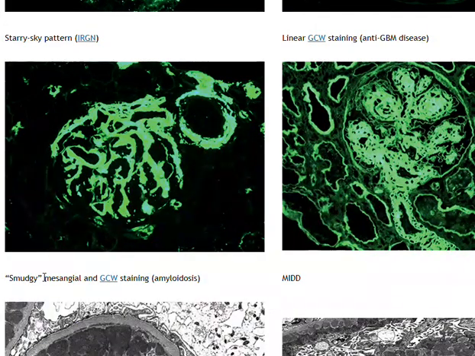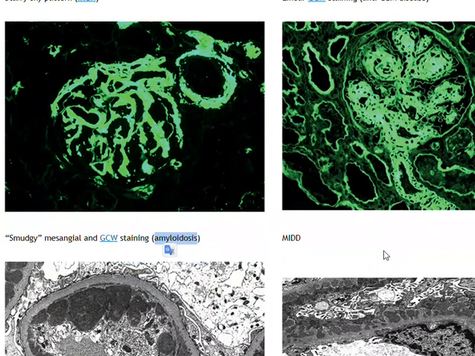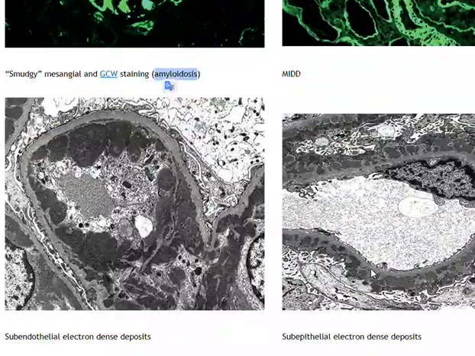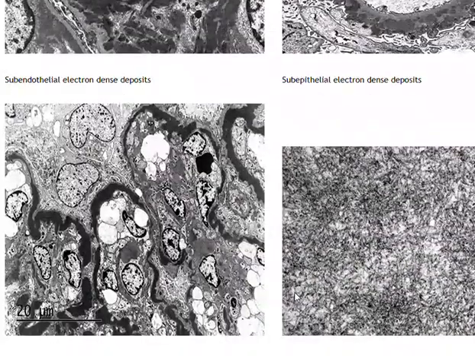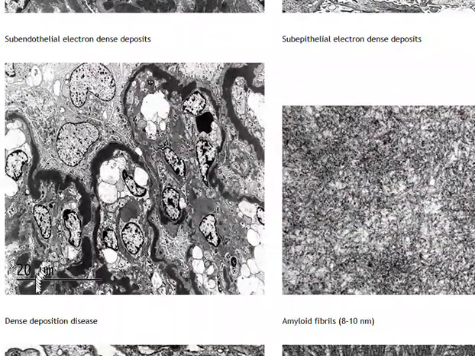And this one is smudgy mesangial staining in amyloidosis. And here, immune deposition disease. And then here, subendothelial electron deposits. And here, subepithelial electron deposits. Here we see dense deposit disease.